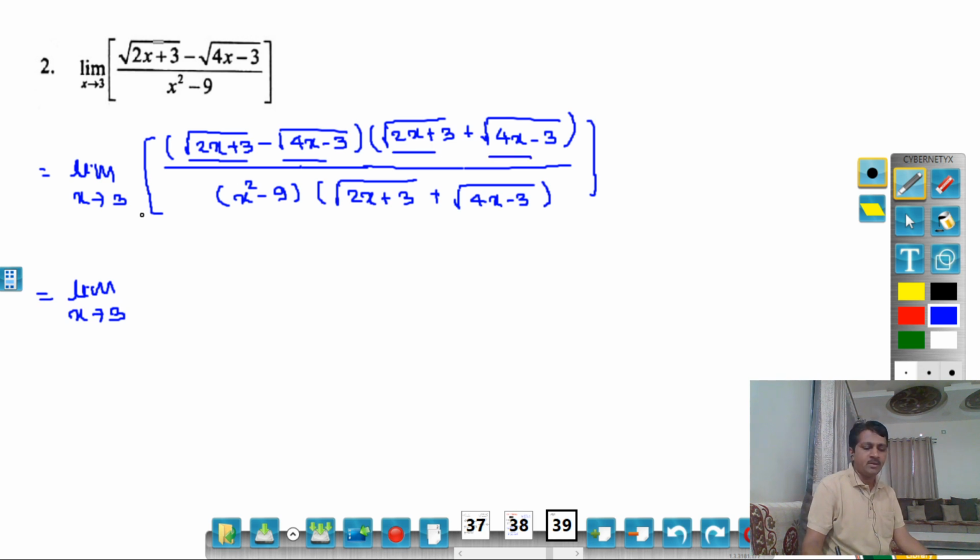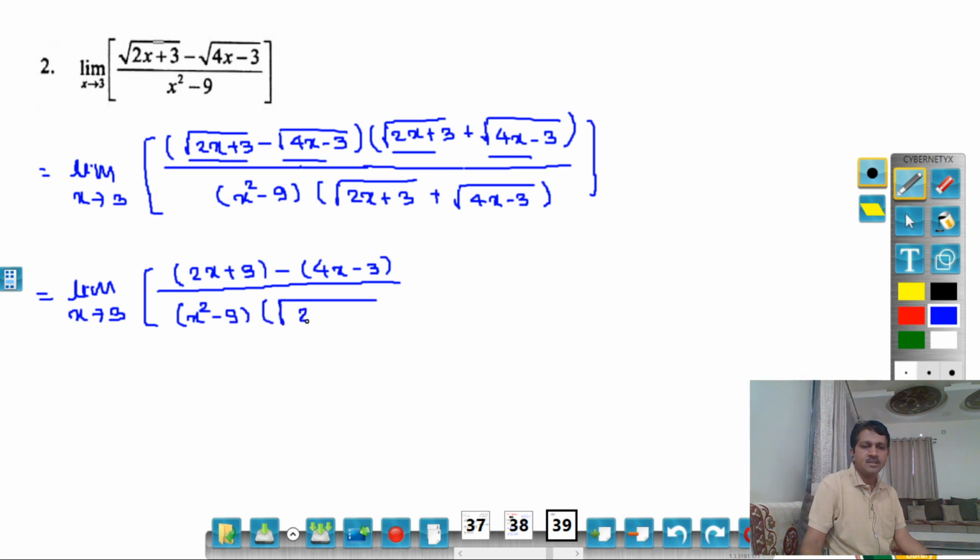a minus b into a plus b म्हणजे काय, a square minus b square, म्हणजे पहिल्याचा वर्ग वजा दुसऱ्याचा वर्ग. So square of first minus square of second. This is using the formula for a minus b into a plus b. The denominator as it is x square minus 9 and this term as it is square root of 2x plus 3 plus square root of 4x minus 3.